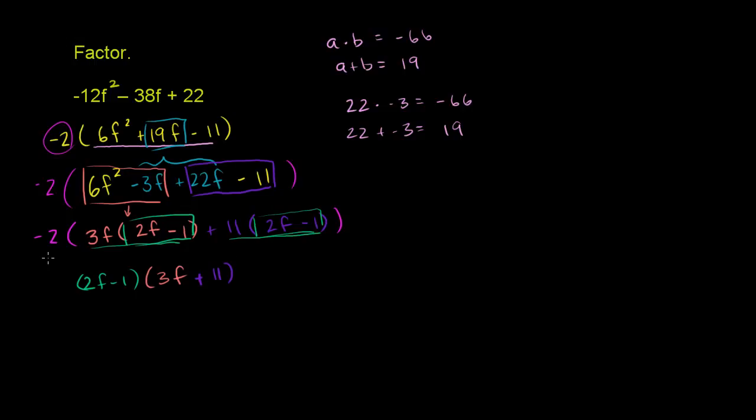And we can't forget that we still have that negative 2 hanging out outside. We have that same negative 2 over there. And we're done factoring it. Negative 12f squared minus 38f plus 22 is negative 2 times 2f minus 1 times 3f plus 11.